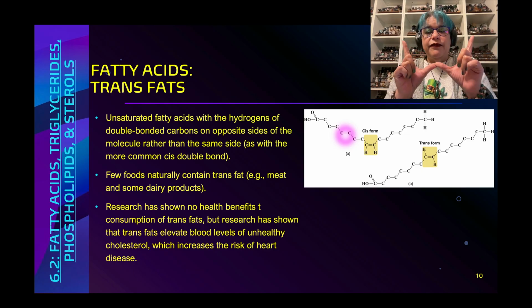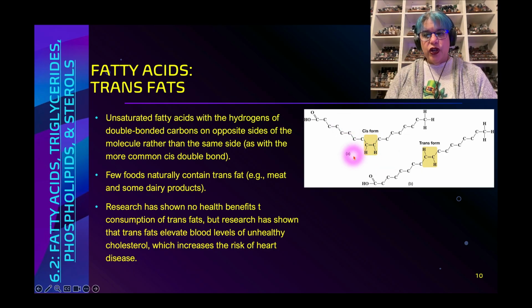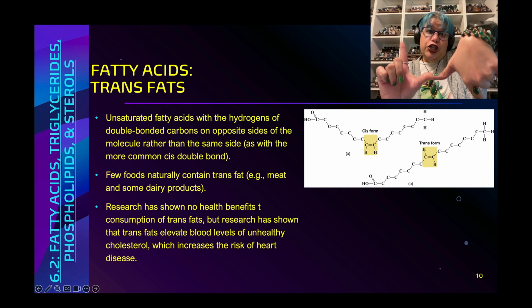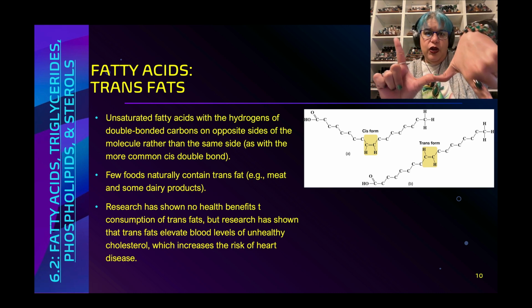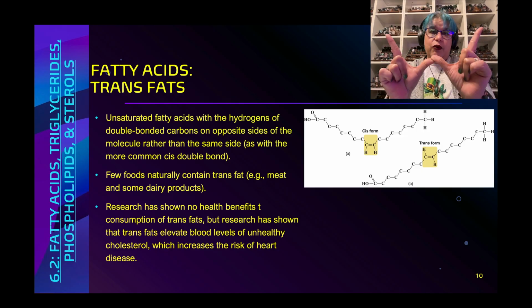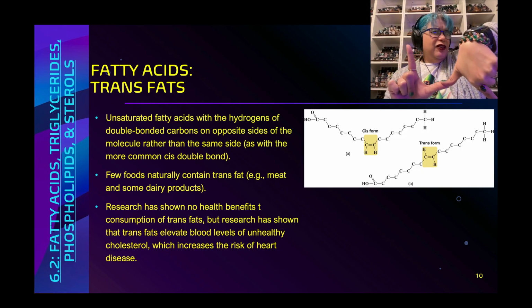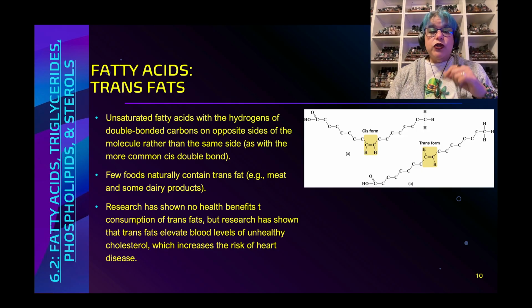When you have a trans fat, instead of having the 2 hydrogens on the same side of these 2 carbons, one will be at the top and one will be at the bottom. And this actually does change the shape of this molecule. So instead of looking like a bucket or a bowl, you have something that looks like a lawn chair. So this trans form, okay, isn't really found in a lot of foods.